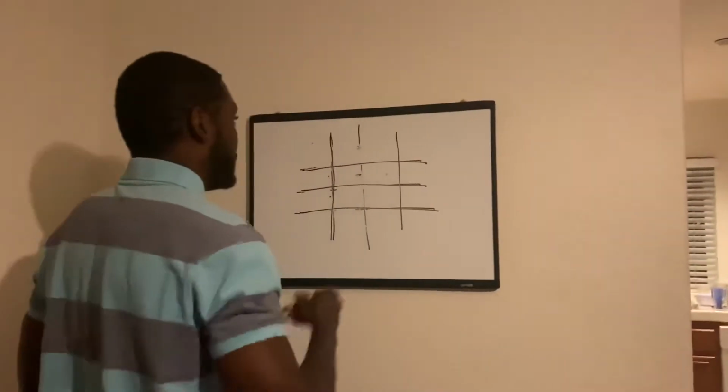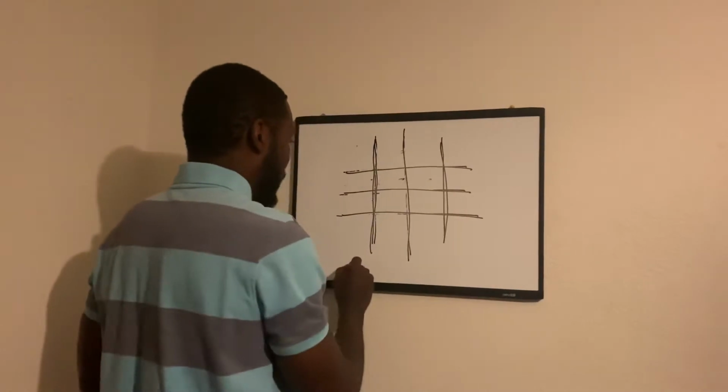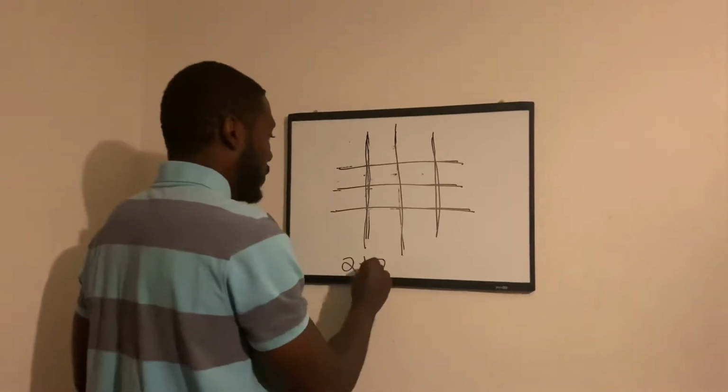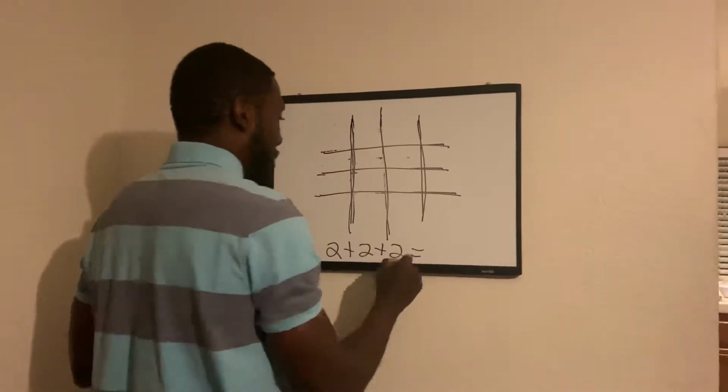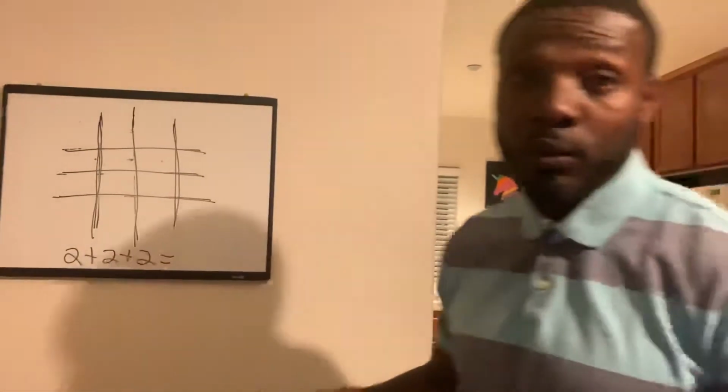Two plus 2 plus 2. Okay. So we're going to do an array for 2 plus 2 plus 2. So we're going to put our equation here. Okay. 2 plus 2 plus 2, okay? Now I know there's some of you out there who are advanced, and you might already know what 2 plus 2 plus 2 equals, okay?